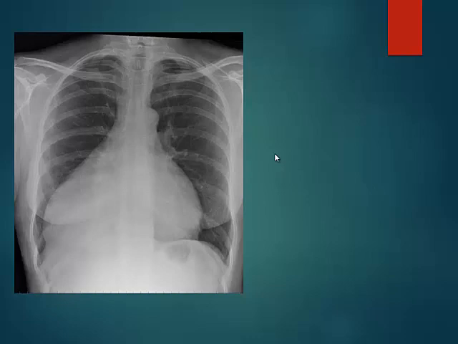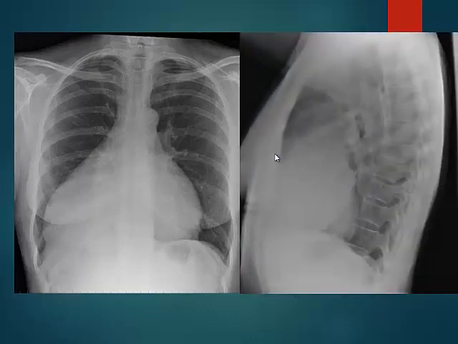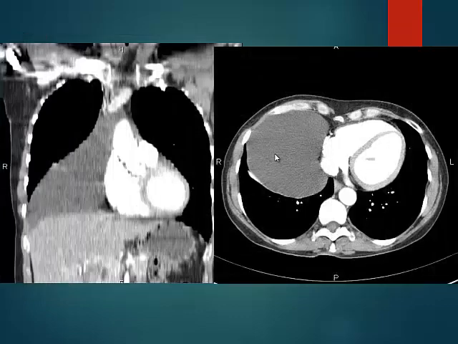CT. You could do an echo. What about echo? Nobody will do echo? Can do an echo to see if you find something? Echo is not invasive. It's not invasive, isn't it? Okay, so lateral chest X-ray, does it help? I don't think they help, because I can't interpret them. We don't really do lateral chest X-ray.